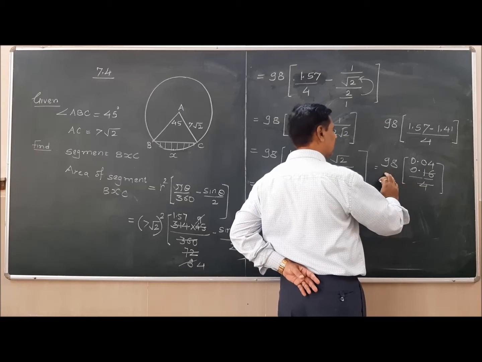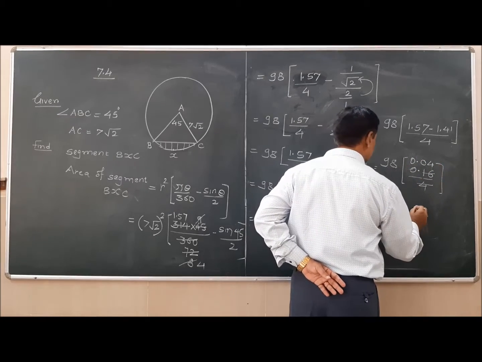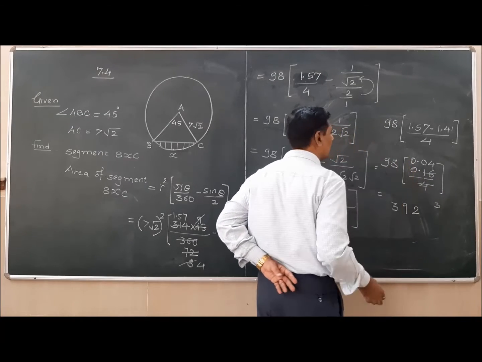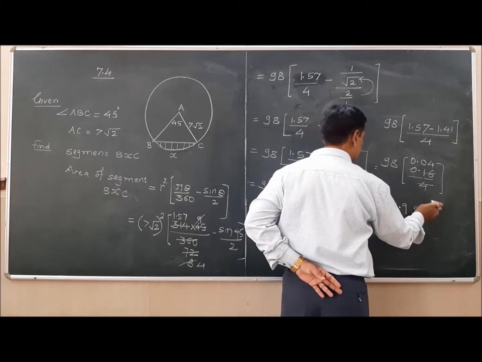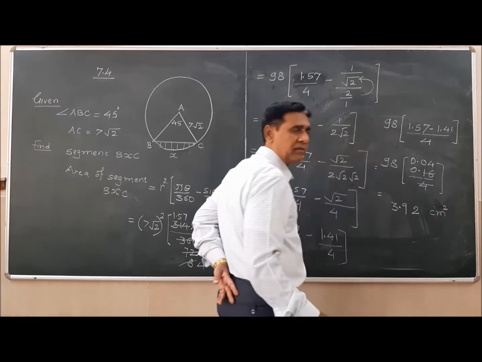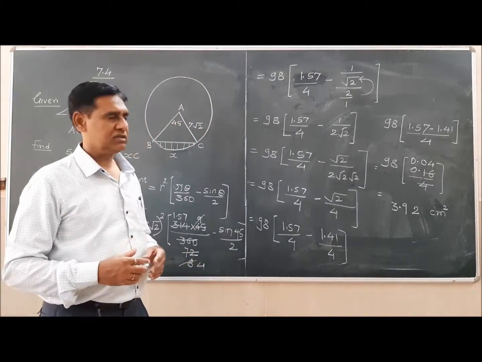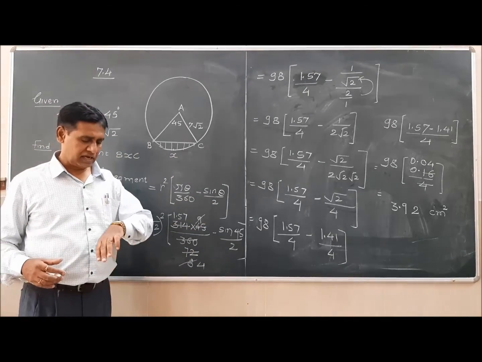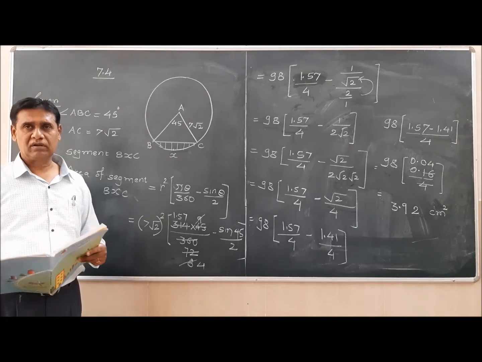Then I write it as 4 4s are 16. Now I got it as 98 into 0.04. 4 8s are 32, carry 3, 39. Now here you will find there are 2 digits. So I am going to place over here a point. So 3.92 centimeter square. This is how you will get the answer of the corresponding segment of the RBXC as 3.92 centimeter squares.